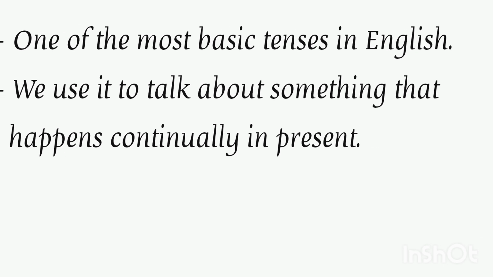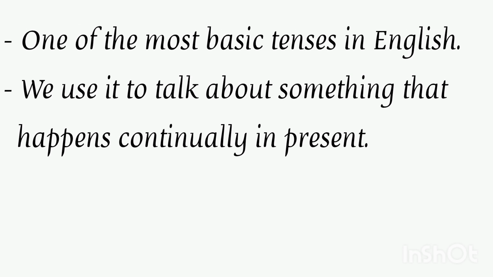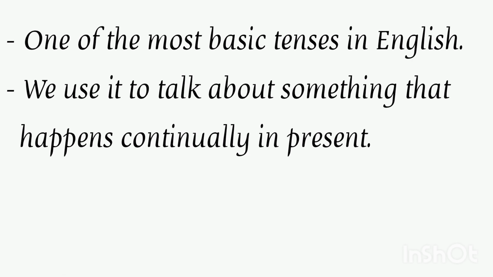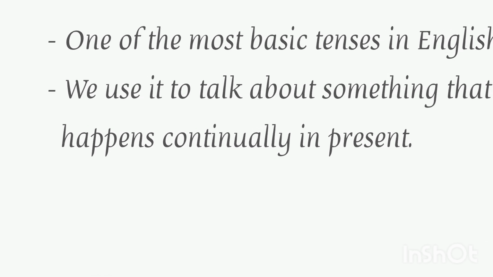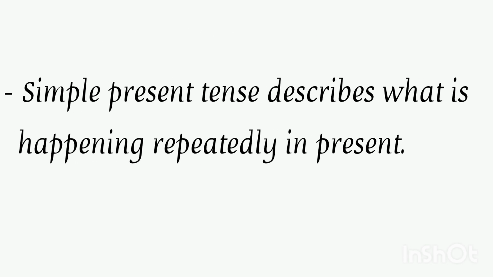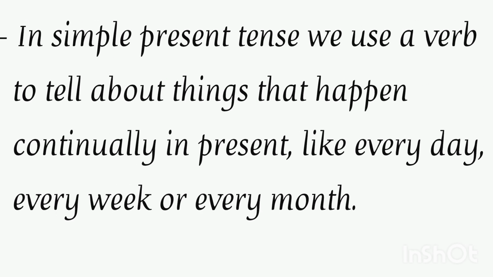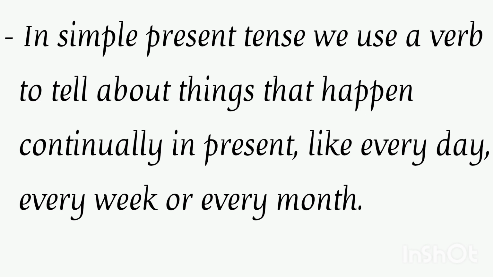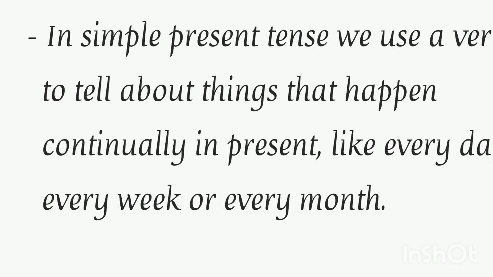The simple present tense is one of the most basic tenses in English. We use it to talk about something that happens continually in present. In simple words, simple present tense describes what is happening repeatedly in present. In simple present tense, we use a verb to tell about things that happen continually in present, like every day, every week, or every month.